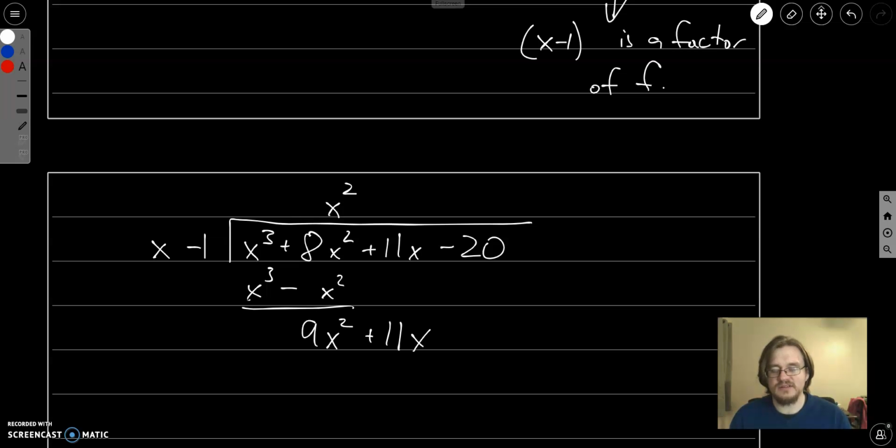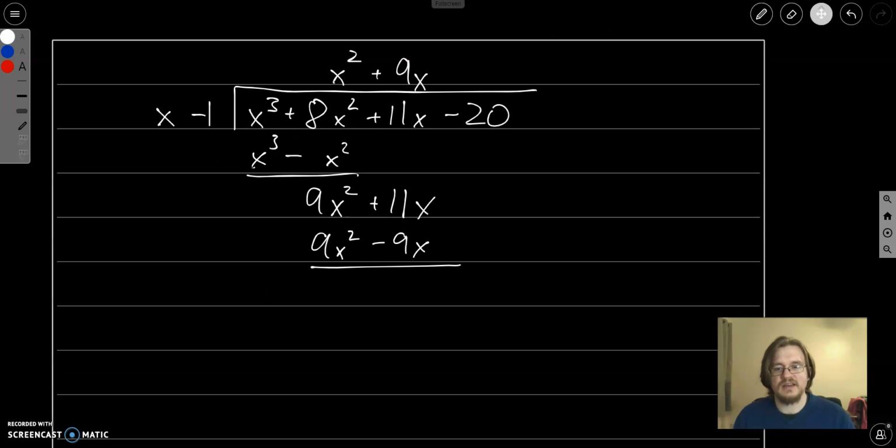X minus 1 divides 9x squared plus 11x. This will go 9x times. If we take 9x times x, I get 9x squared. 9x times negative 1 is going to be negative 9x. Again, I subtract. 9x squared minus 9x squared is 0. Perfect. 11x minus negative 9x. So again, I'm subtracting a negative, so it's the same thing as adding. So I will get 20x.